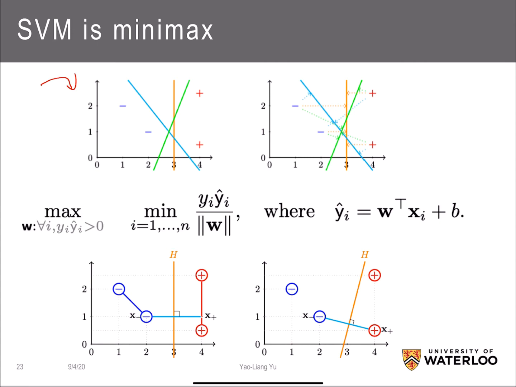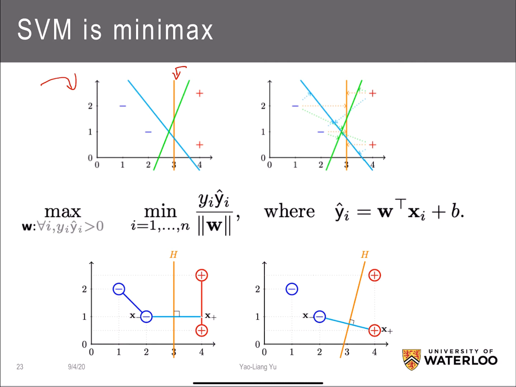Okay, I'll give you 1 minute to think about this. Out of the 3 lines, which one would you pick? Just follow your hunch. Which one would you pick? I think most people, hopefully, will pick the orange one. It feels like the orange one separates them more, in some sense. And you can actually justify this by the following.